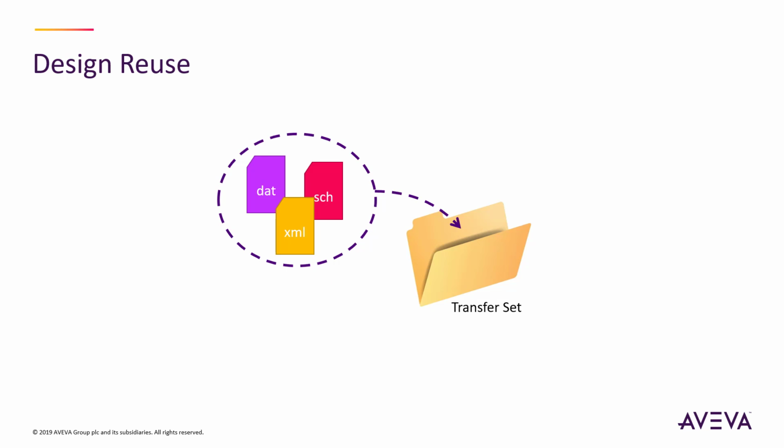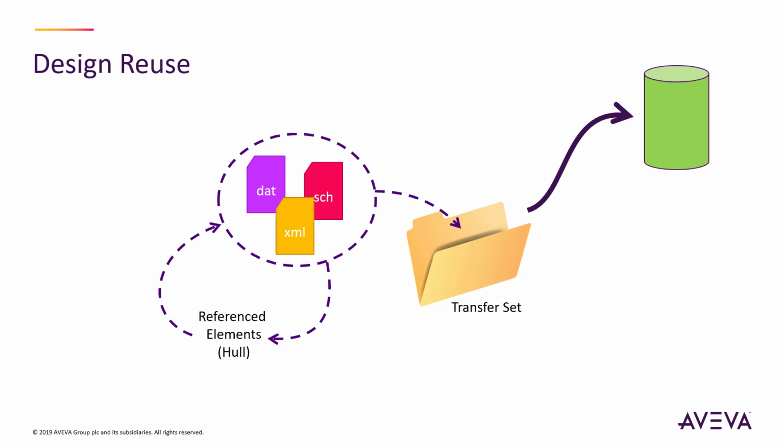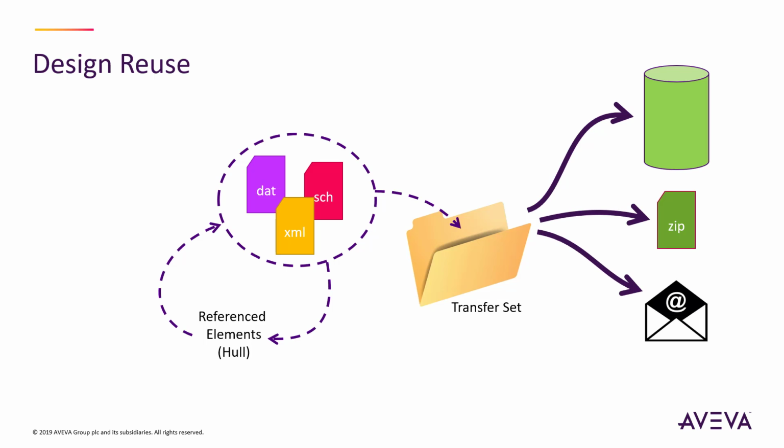For hull elements, design reuse takes this a stage further. Because hull elements rely on other entities, they reference them, you may find that you need to bring those across at the same time to make sure that everything can regenerate. The challenge is finding them. So design reuse introduces a tool where you can work through the references of elements and bring them into the transfer set as well. Of course, then the transfer set can be taken to another project. You can zip those files up, email them as you see fit.